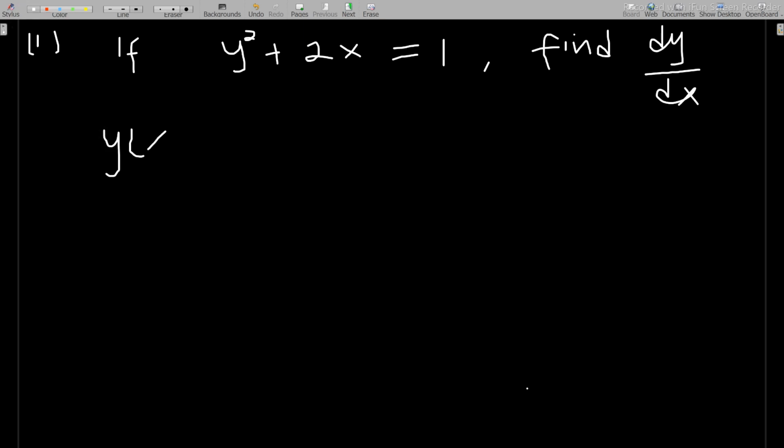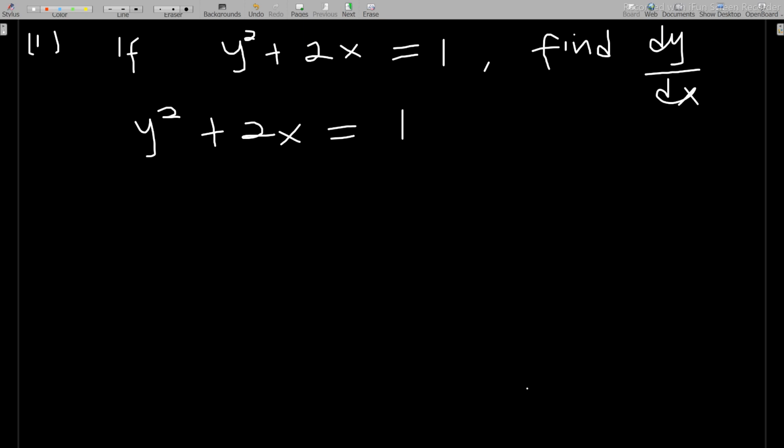So with a function like this, y of x, if I want to find dy dx, then I have to differentiate whatever term you are talking about. I will differentiate y with respect to whatever I have there. So let's start doing this example and you will understand what I'm trying to say. Given y squared plus 2x equals 1, you have to differentiate every term of this equation.